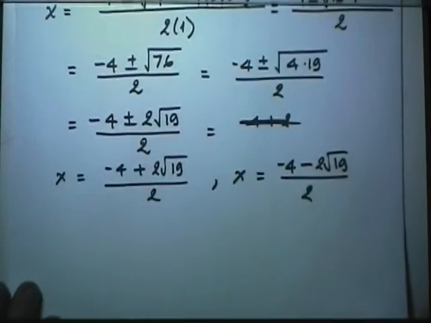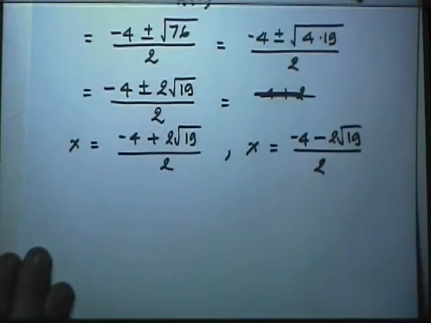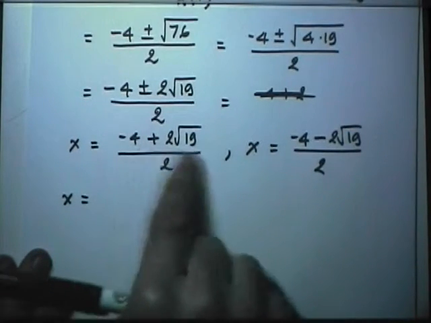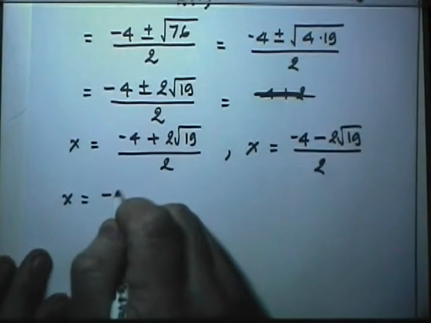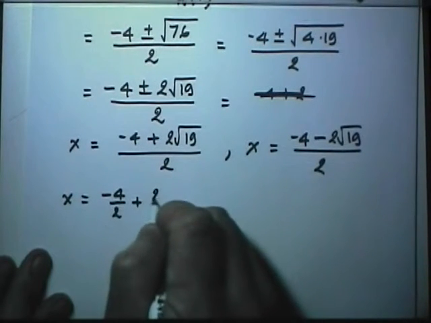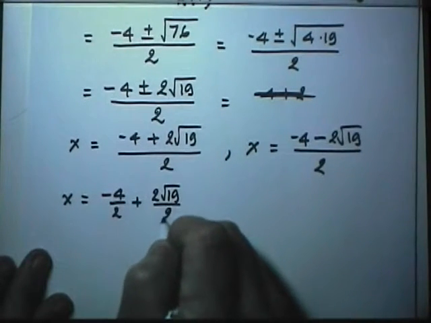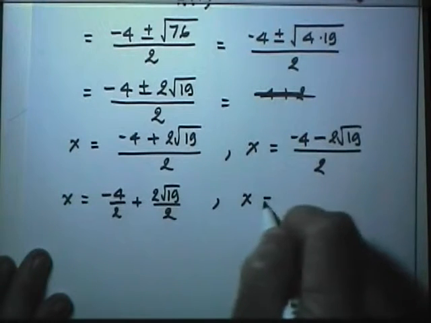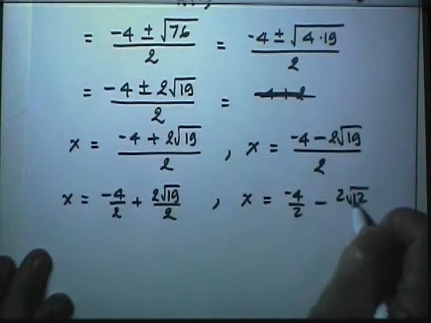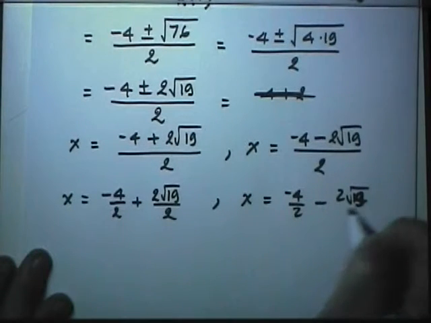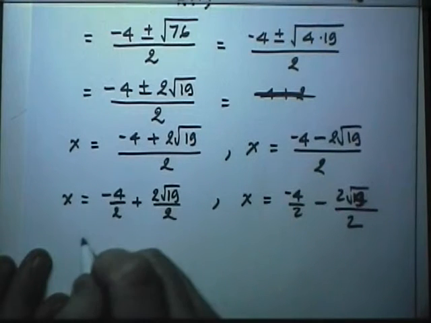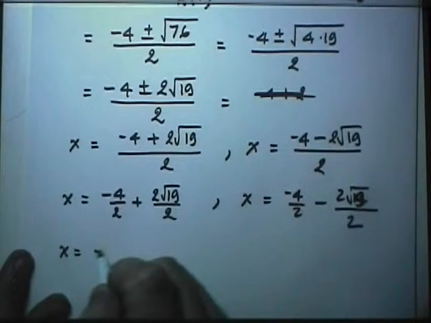Now going a little further, I can break my fraction apart: minus 4 over 2 plus 2 square root 19 over 2. And the other solution is x equals minus 4 over 2 minus 2 square root 19 over 2. I don't know why I wrote a 2 there, but divided by 2. And so that will give me x equals minus 2.